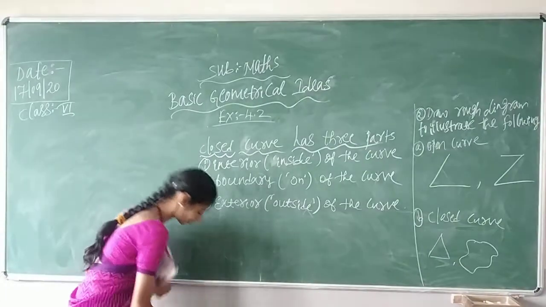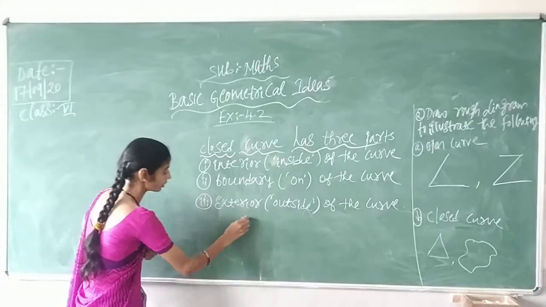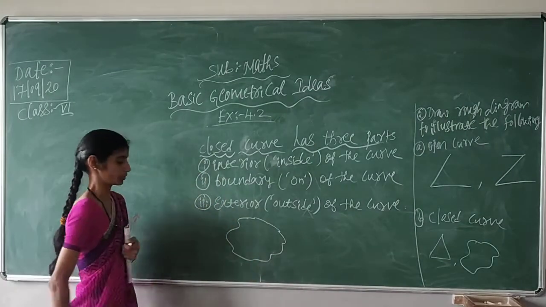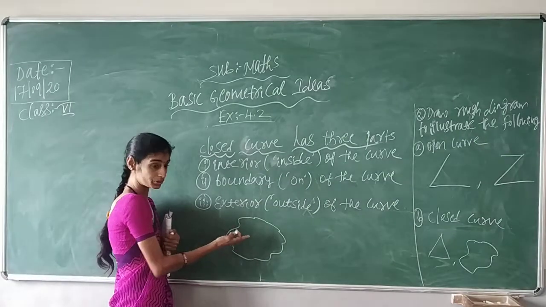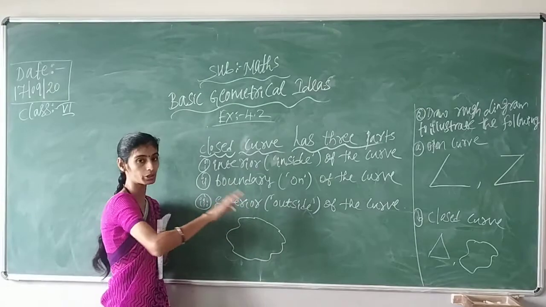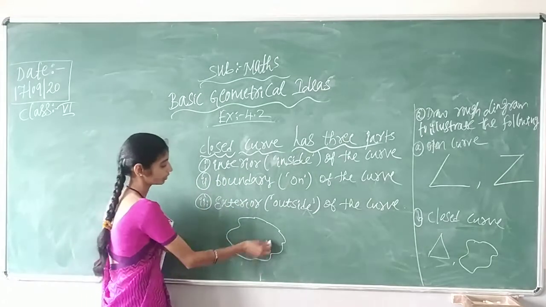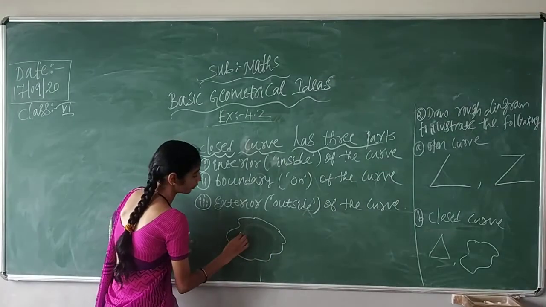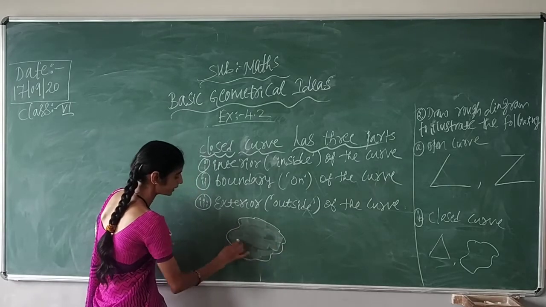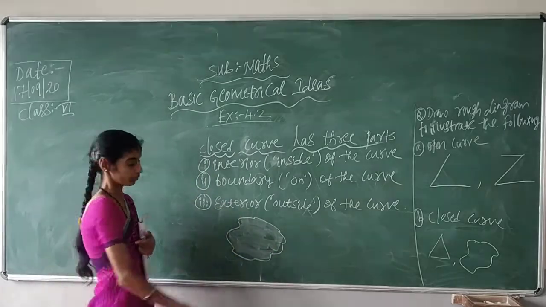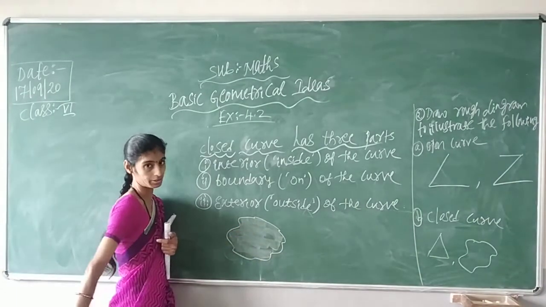So you can take one curve. So children, you can draw one closed curve. So suppose if I draw one closed curve. So I hope you all understood. Means you all understand that it is a closed curve, because you can see it is completely closed. So what is the interior children? So this inside part. Whatever this inside part is there, we call it as interior. So what is interior? Inside the area, we call it as interior.